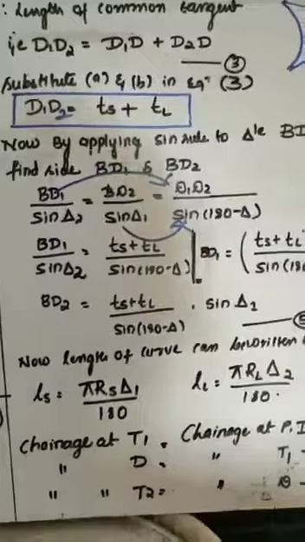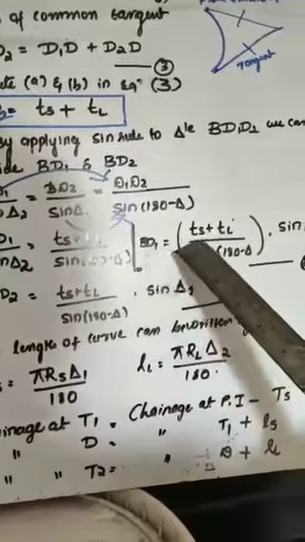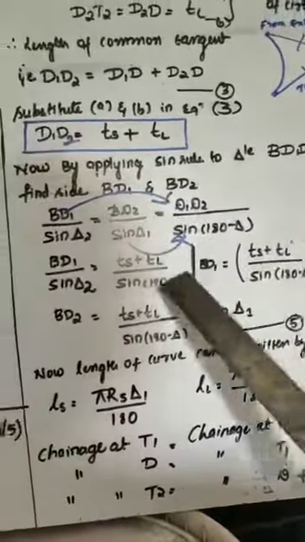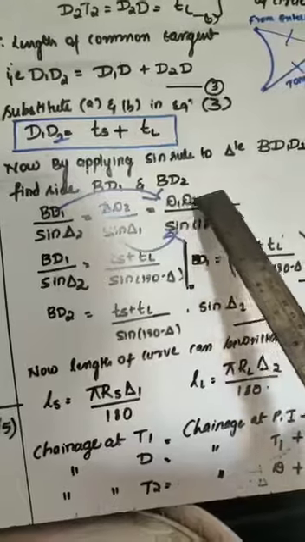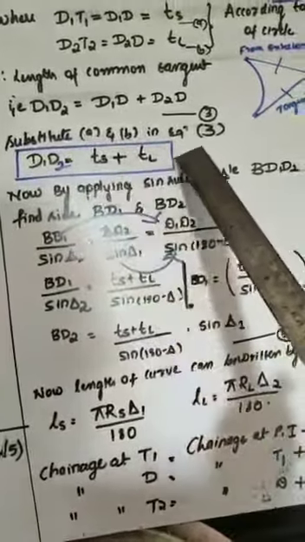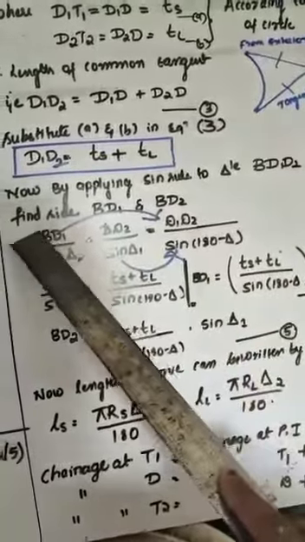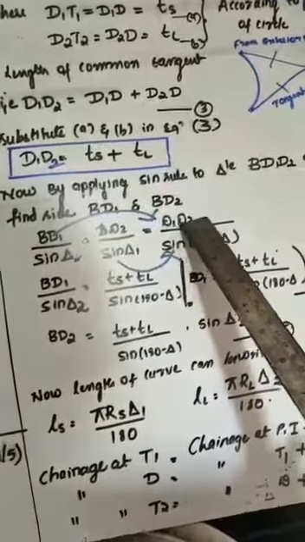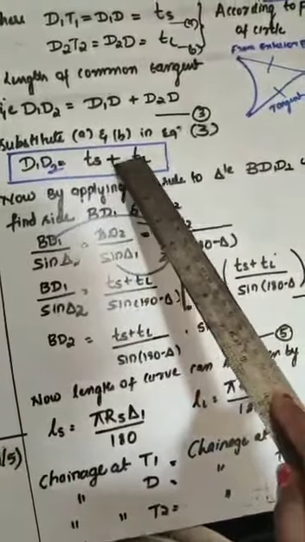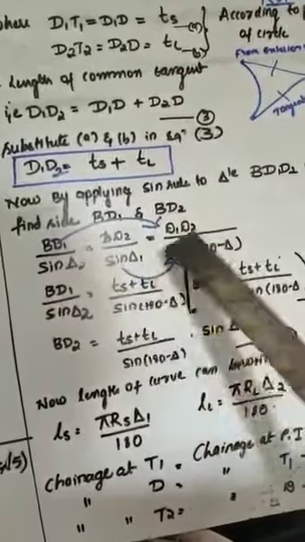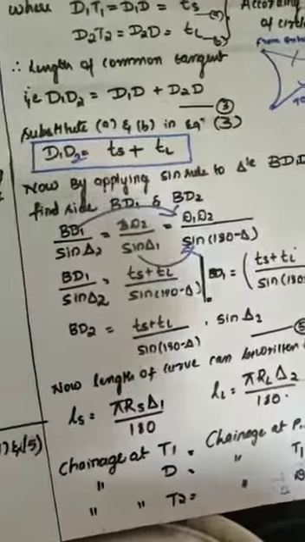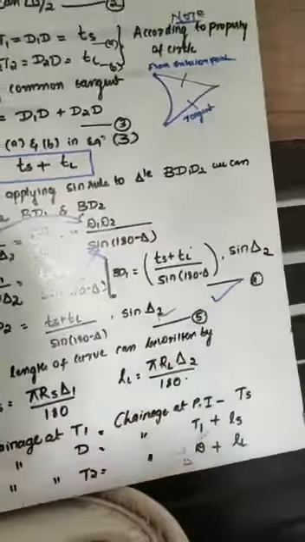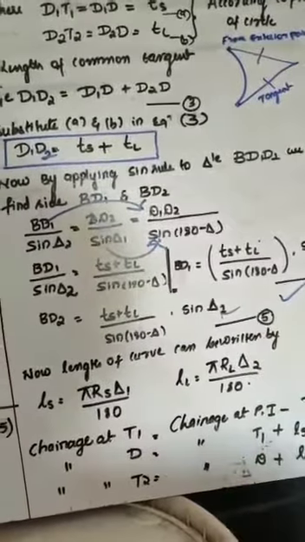By doing this arrangement, you can finally get BD1 is (TS plus TL) divided by sine (180 minus delta) into sine delta 2. That is because, in place of D1D2, we are substituting this value, TS plus TL. So BD1 divided by sine delta 2 is equal to D1D2, but in place of D1D2 I have directly substituted its value, that is TS plus TL. So finally you got the values of BD1 and BD2. Let us take those equations as number 4 and number 5.